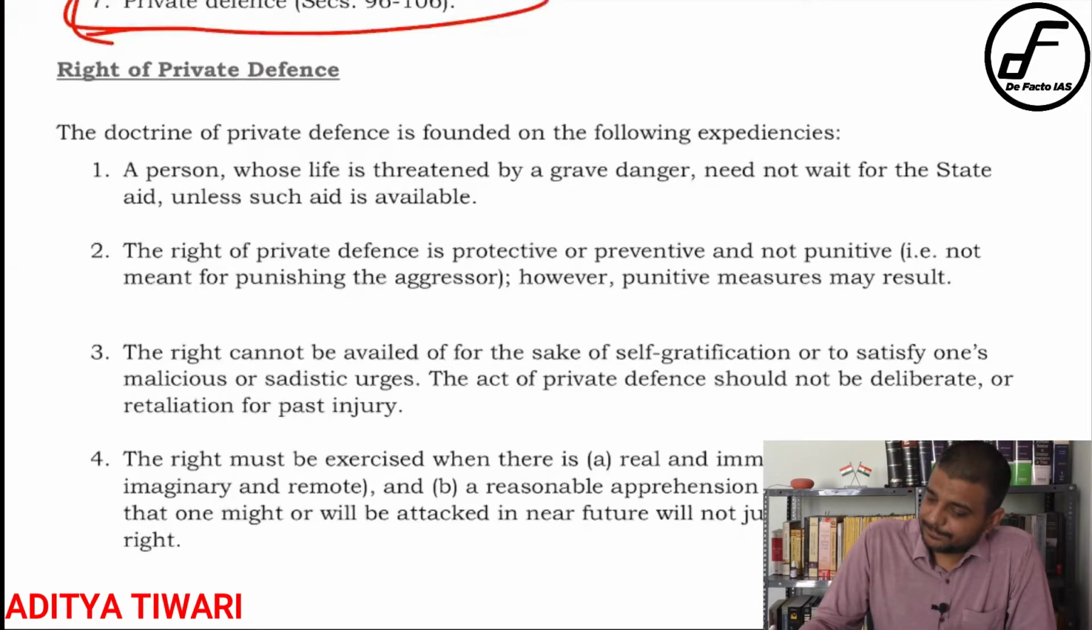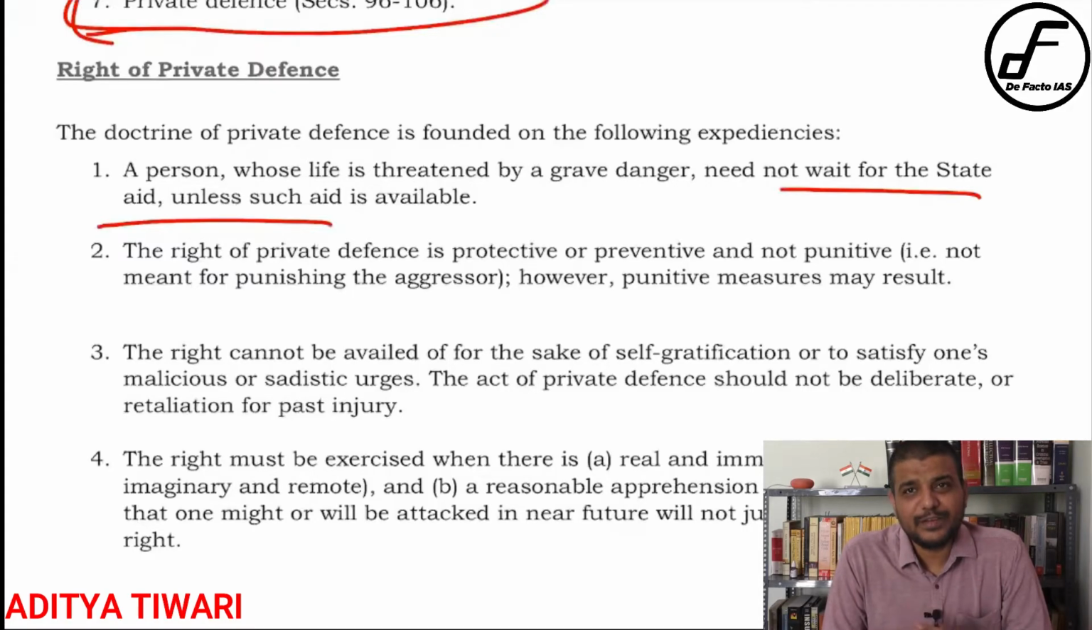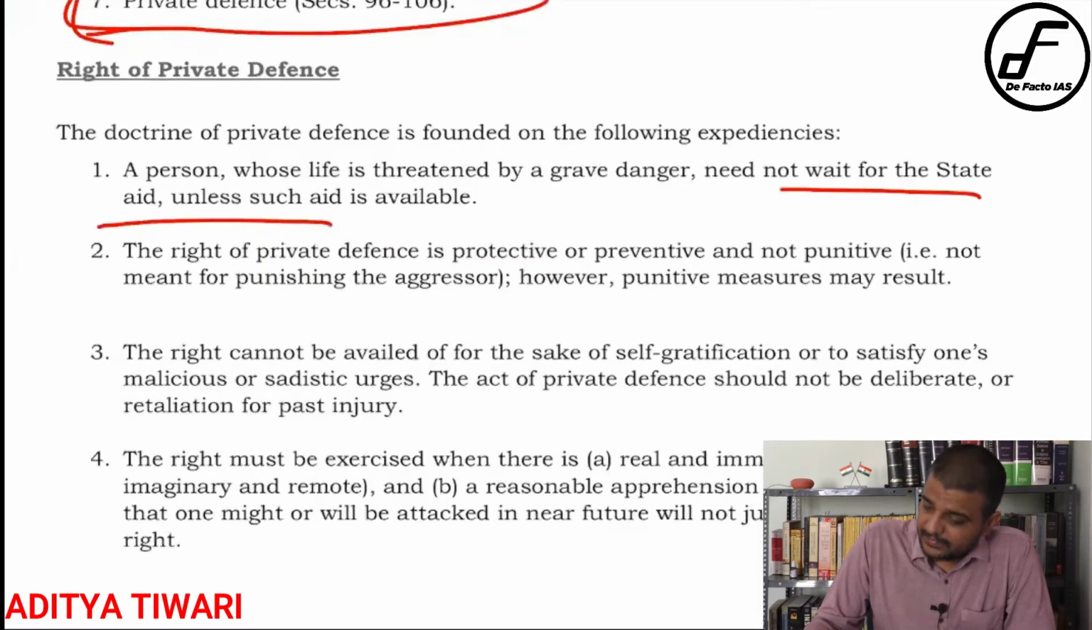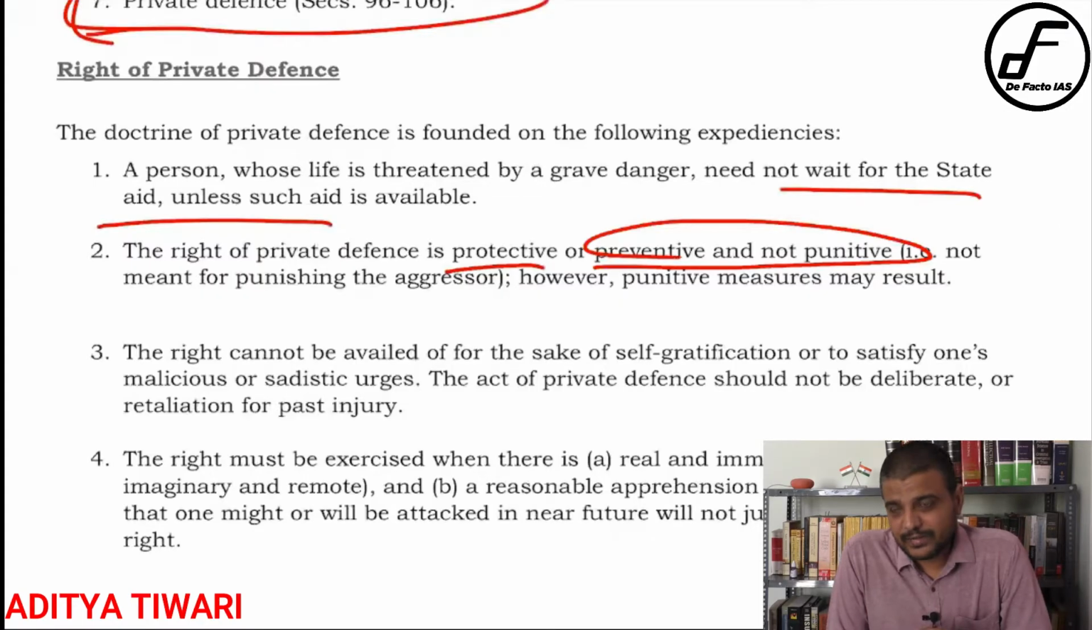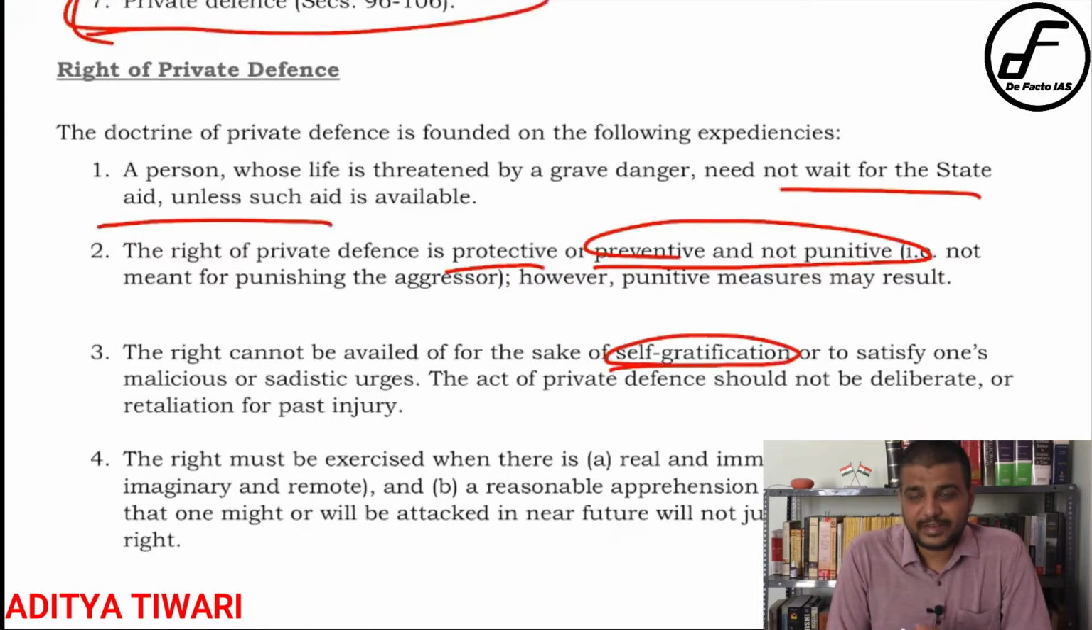So the first is that he cannot wait for the state aid. Practically it is not possible for the state aid to wait for you. I mean, you can call for help but you have no time for that, right? So obviously you can help yourself, okay? Now this private defense is proactive and preventive, not punitive in nature, right? That is the second aspect of private defense, that is very important. And third, it cannot be used for self gratification. You cannot derive pleasure out of it, right, for the purpose of defending yourself. That actually puts a limit on the private defense itself, okay?